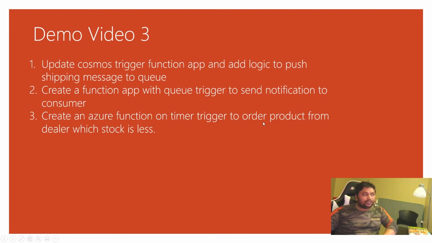In demo number 3, we are going to update the Cosmos function app once again, and we will add some logic so that we can push the message into a shipping queue, so that another function which we are going to create based on a queue trigger will pick it up, and then we will send the notification to the consumer using the SendGrid notification service. Then also in the same video, we are going to create another function app based on a time trigger to order the product from the dealer, whose stock is low in quantity, right?